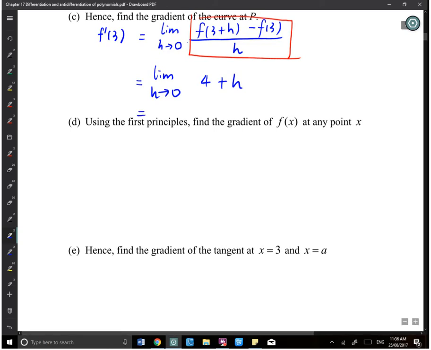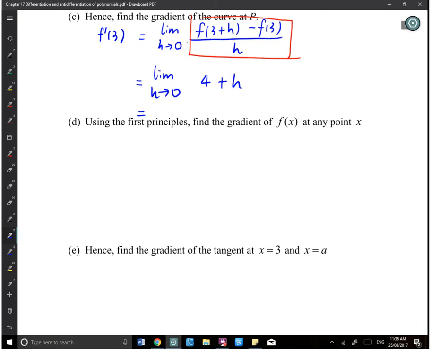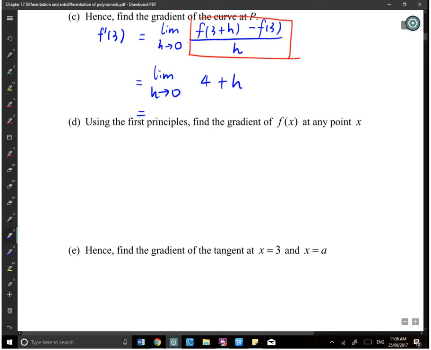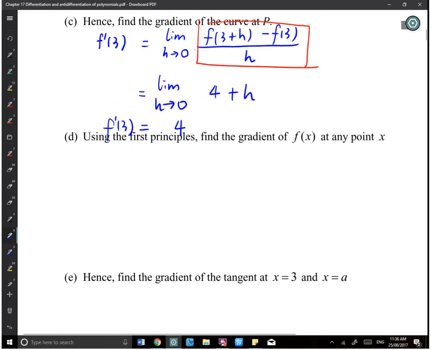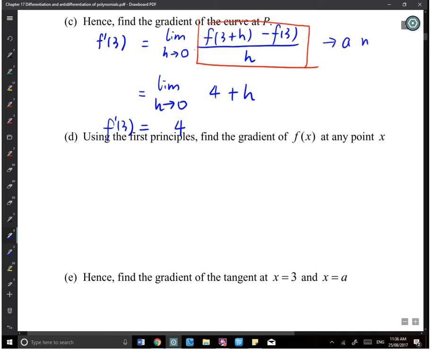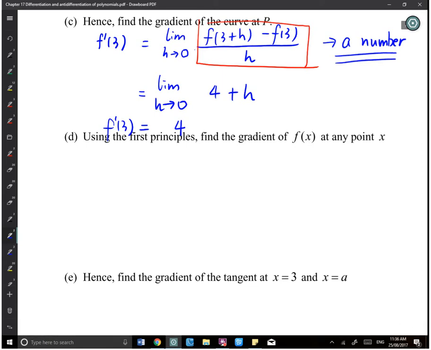And what do you think that equals? 4. So at that point, it's just 4. So the derivative at point 3 is 4. Let's see, C is looking for a value, a number. What I want to get is a number, the value of the solution is 4. 4 is my final answer.